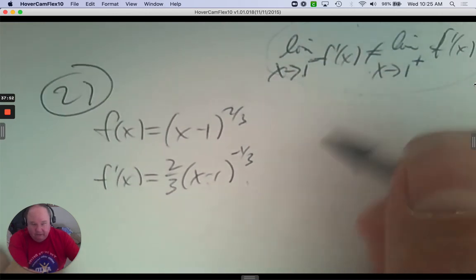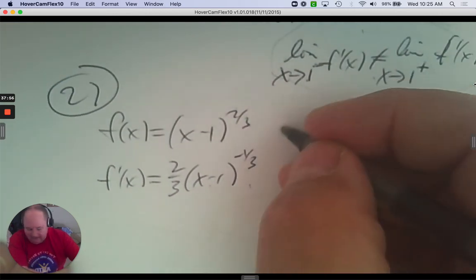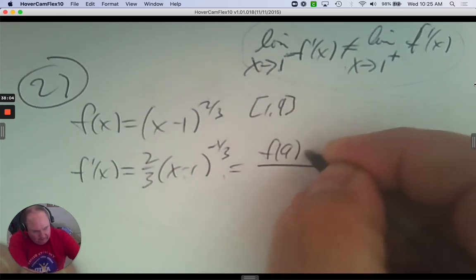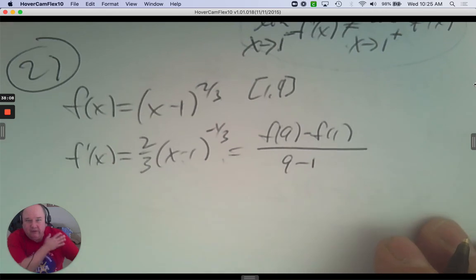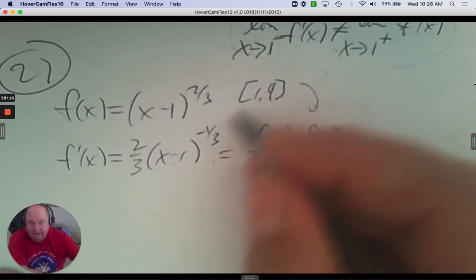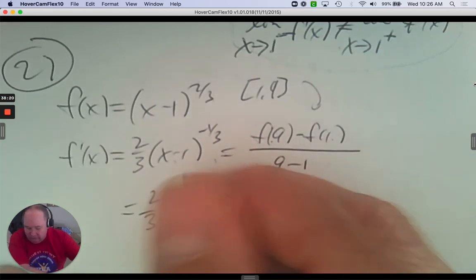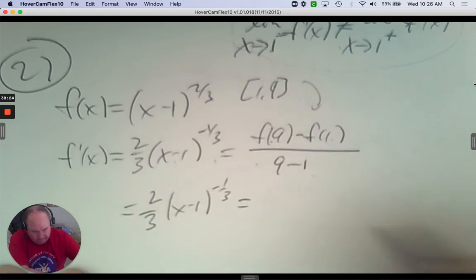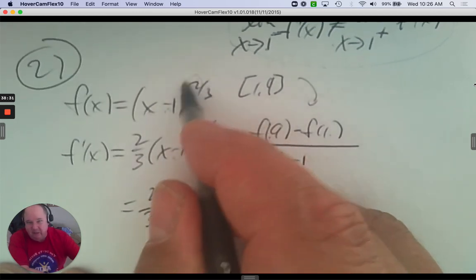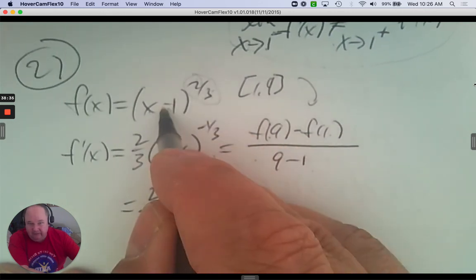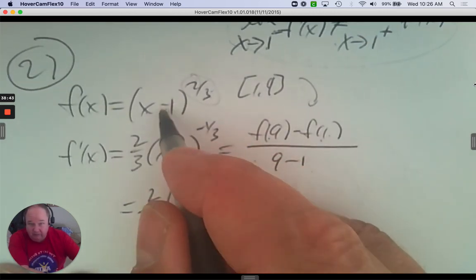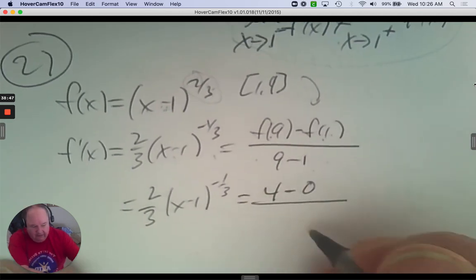The second part is the slope formula. Because we're going from 1 to 9, the slope formula is f(9) minus f(1), over 9 minus 1 in the denominator. That's just the average rate of change, y2 minus y1 over x2 minus x1. That's the setup, and then we solve it. If you plug 9 into the function, 9 take away 1 is 8. The cube root of 8 is 2, and 2 squared is 4. That's how you do it. 1 take away 1 is 0, and 0 to any exponent is 0. And 9 take away 1 is 8.